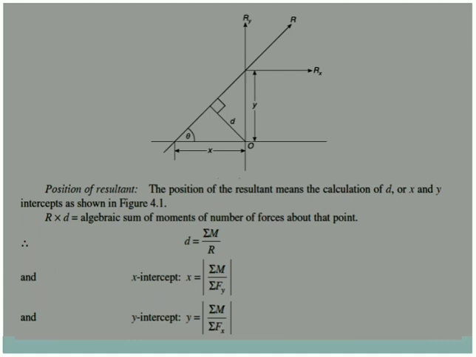So, when we want to find the location of that resultant, we are using the formula summation of moment upon R. Similarly, if you want to find x-intercept and y-intercept, we get that by using the formula summation M upon summation Fx, summation M upon summation Fy. So, don't worry much about this. When we solve one or two examples, this concept will be clear. But now, let us focus on this: R into D is equal to algebraic sum of moments of number of forces about that point. This concept will be proved by Varignon's theorem.